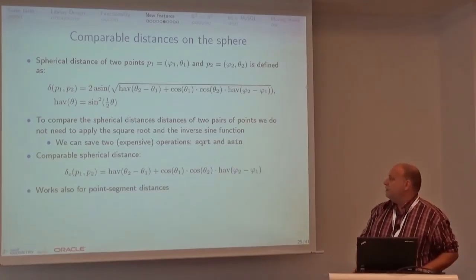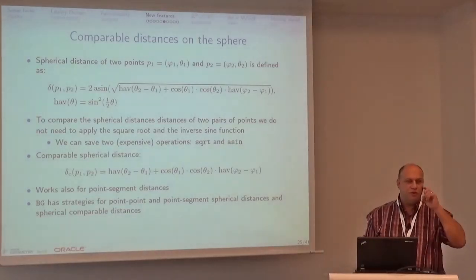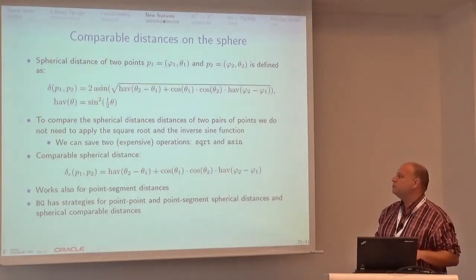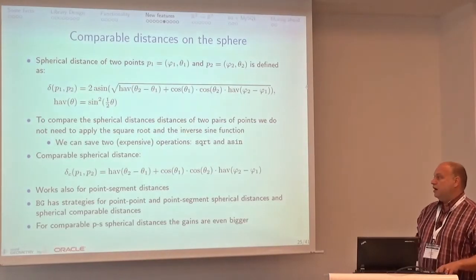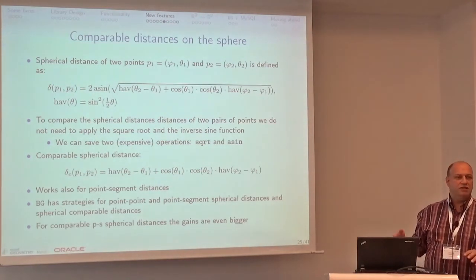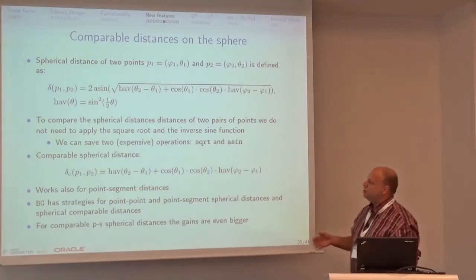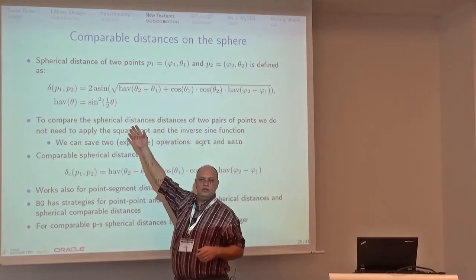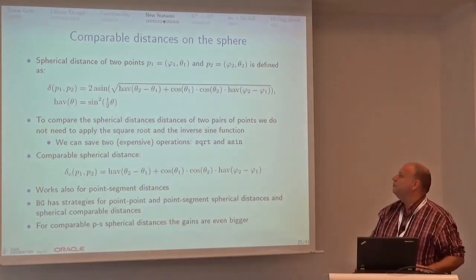And in the past year, we've also managed to make this work for point-segment distances. So apart from being able to have comparable distances between points on the sphere, we also have comparable distances between point-segment pairs on the sphere. And as you can imagine, when we're talking about spherical distances, the gains are even bigger. It's not just a square root operation, which is supposed to be very efficient in modern architectures. We're talking about transcendental functions here, the inverse sine function. So the gains are really, really visible.